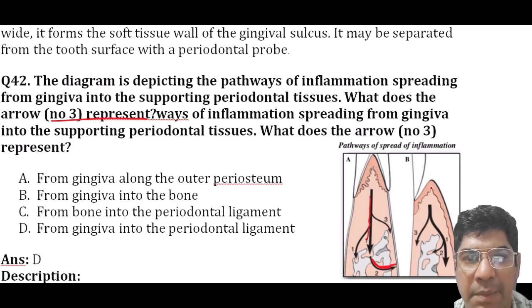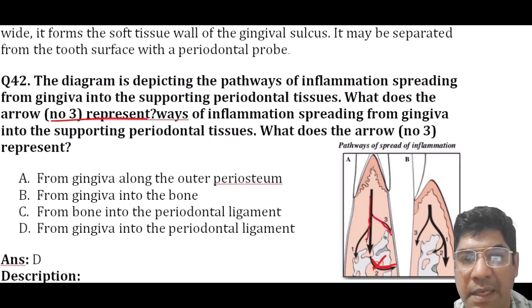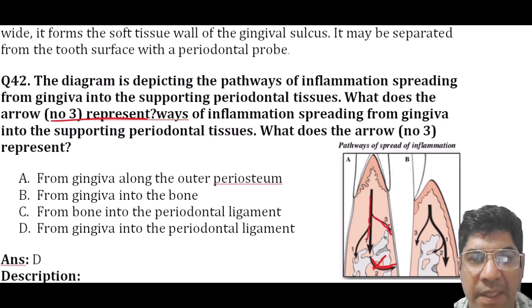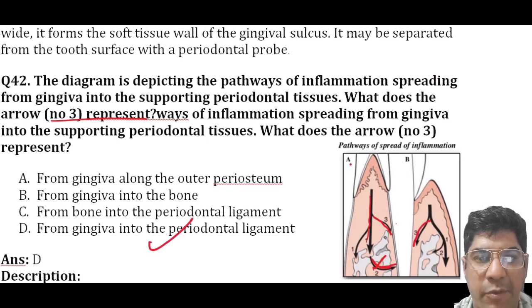It can then enter the bone marrow through small channels. So this pathway does not involve the periodontal ligament directly. Whereas arrow number 3 represents the inflammation that can spread from the gingiva into the PDL. This is a less frequent pathway where the inflammation directly affects the periodontal ligament that supports the tooth.